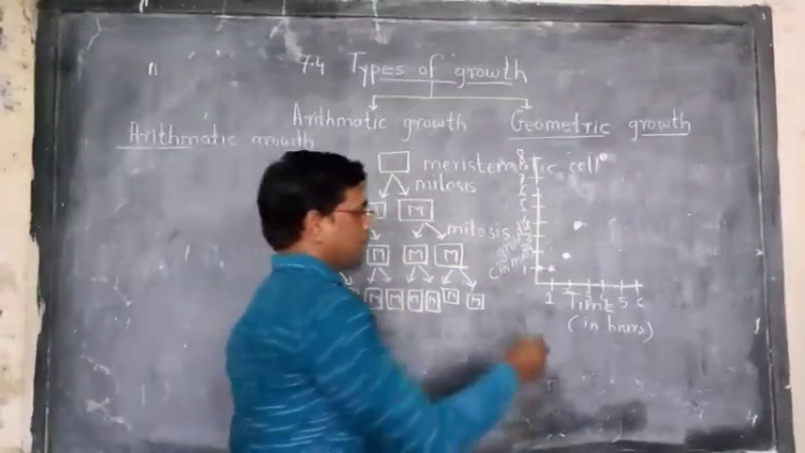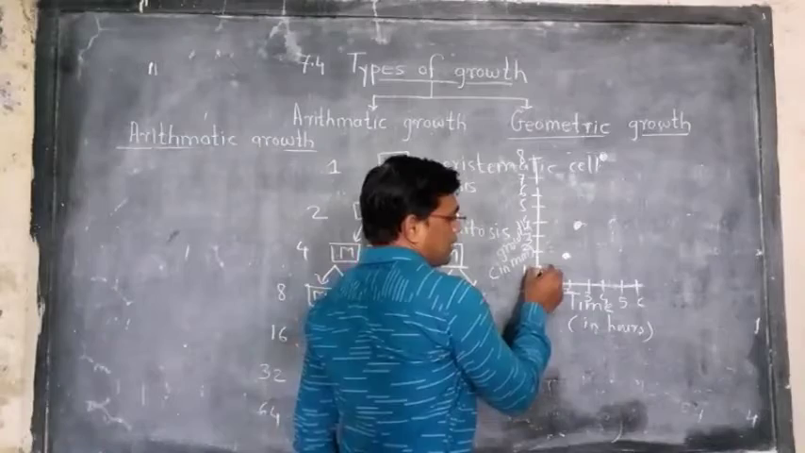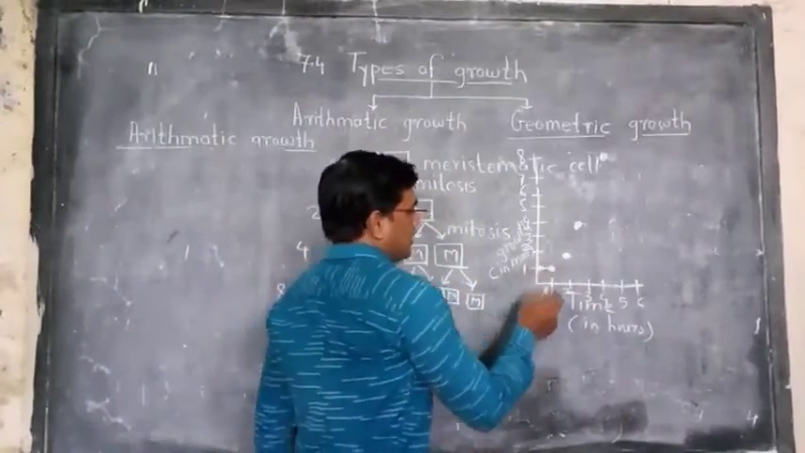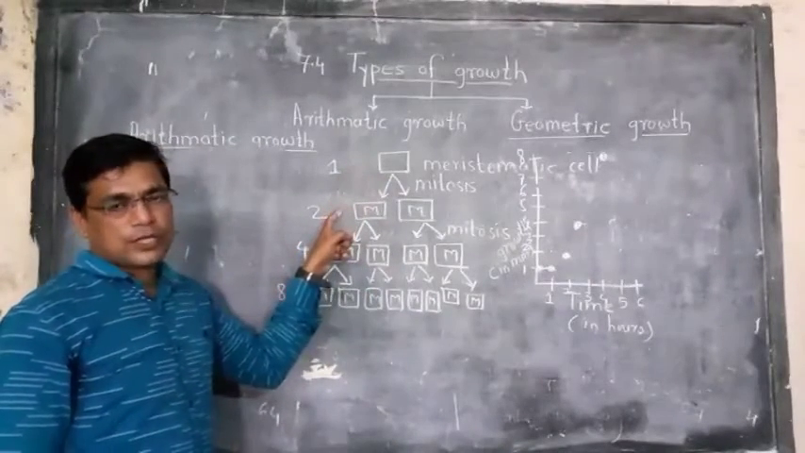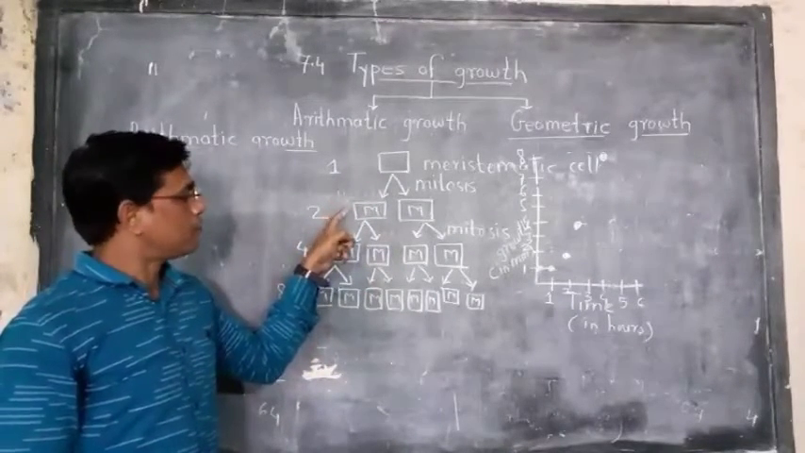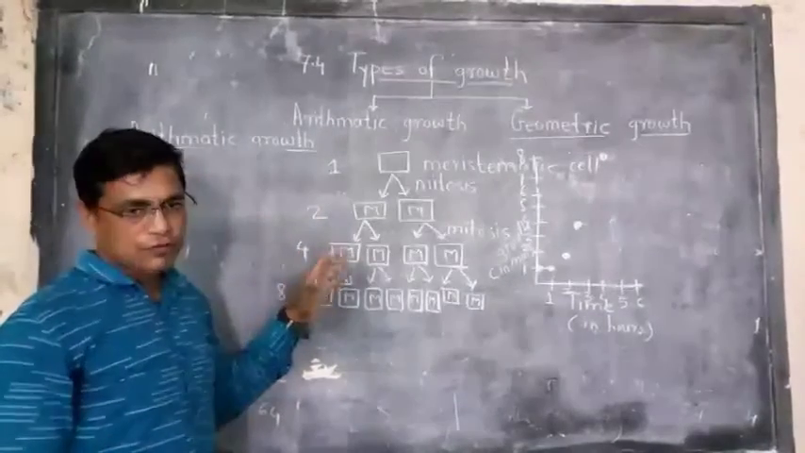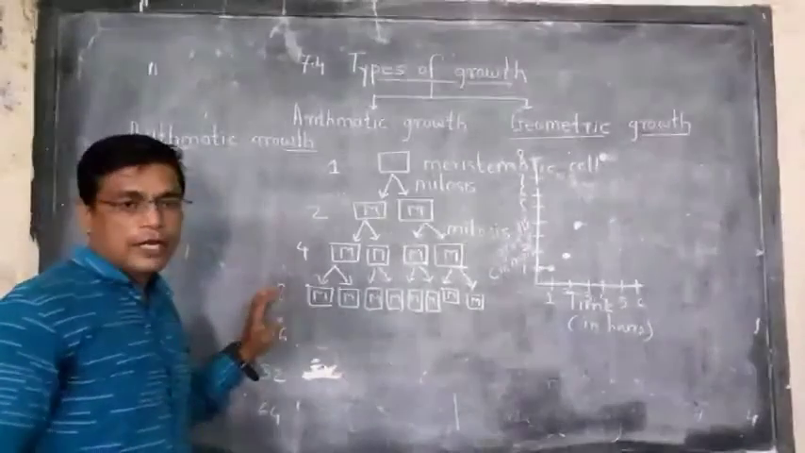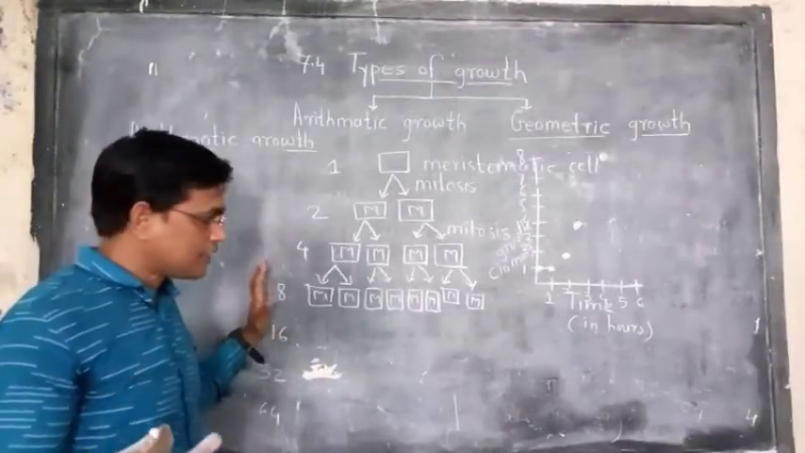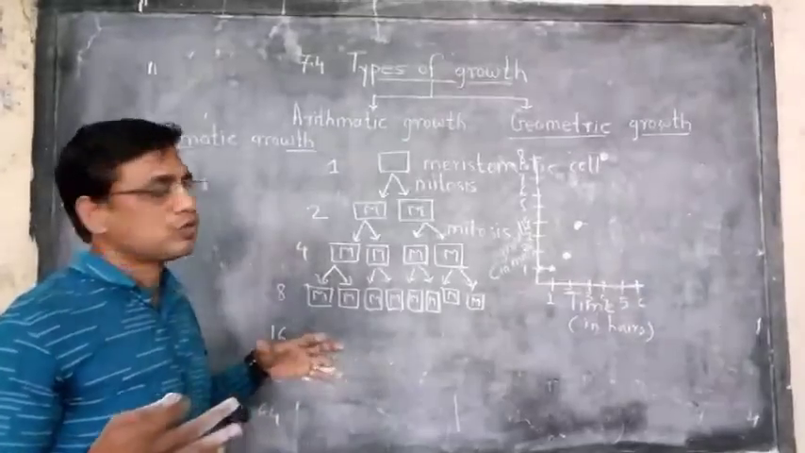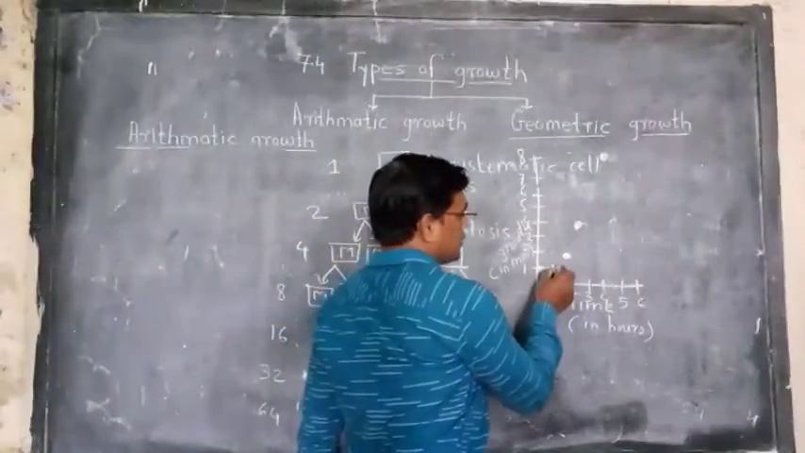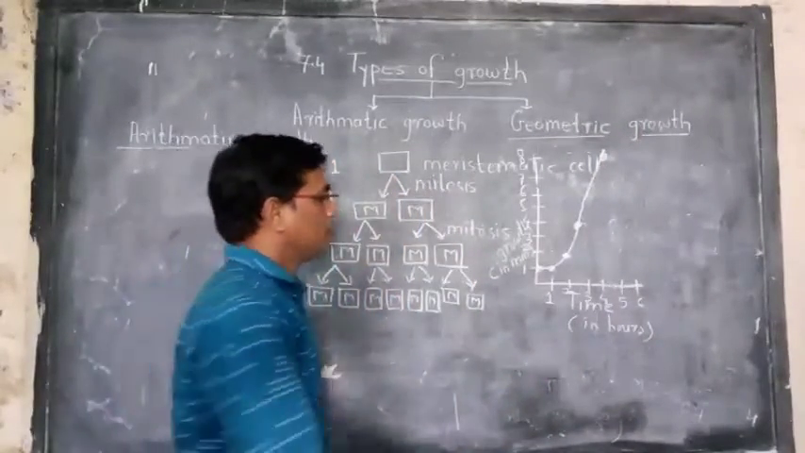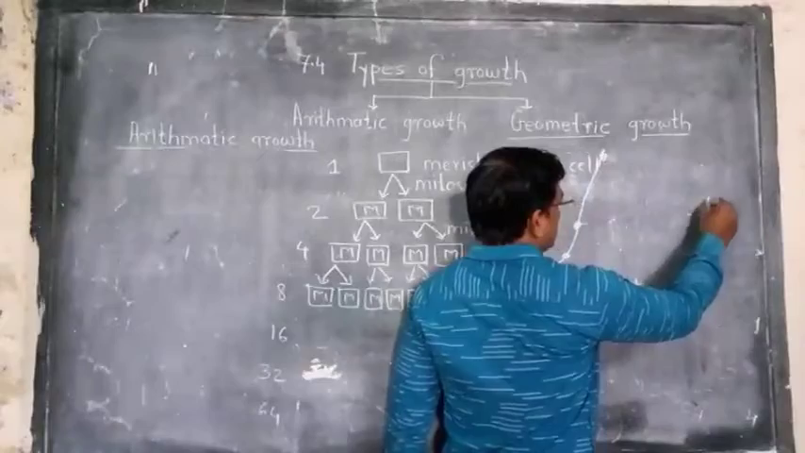As we can see, at the initial stage the growth rate is slow. From one cell, 2 cells are formed, and from these 2 cells, 4 cells are formed. But after 8 cells, 8 cells give rise to 16 cells, and 16 cells give rise to 32 cells. This means the rate of growth suddenly increases, and we get this J-shaped graph.